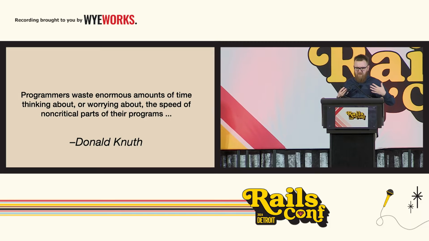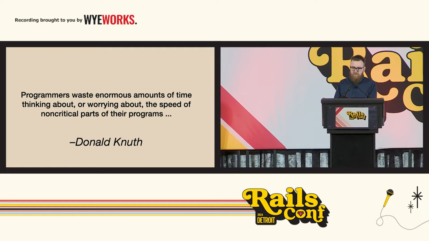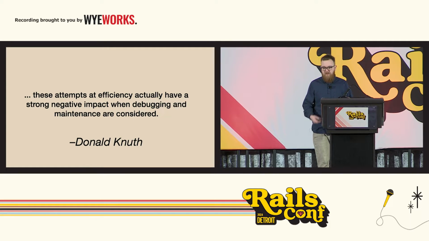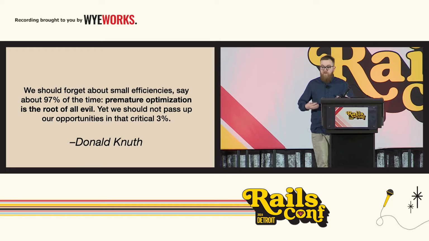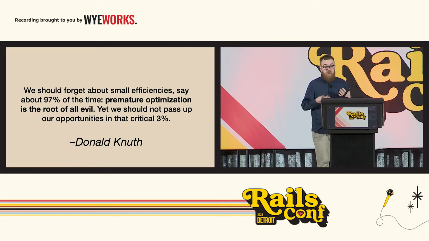So he writes, programmers waste enormous amounts of time thinking about or worrying about the speed of non-critical parts of their programs. These attempts actually have a strong negative impact when debugging and maintenance are concerned. We should forget about small efficiencies, say about 97% of the time. Premature optimization is the root of all evil, yet we should not pass up our opportunities in that critical 3%.